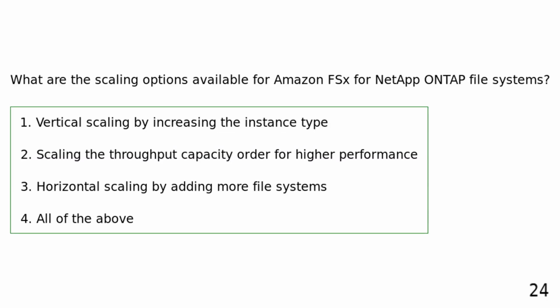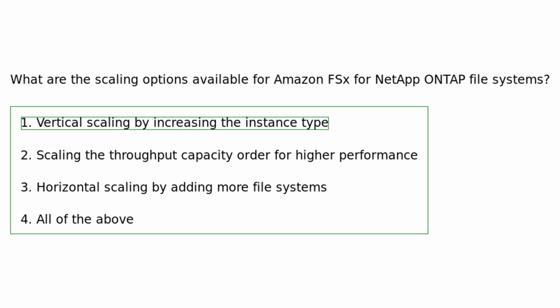What are the scaling options available for Amazon FSx for NetApp ONTAP file systems? Vertical scaling by increasing the instance type. Scaling the throughput capacity order for higher performance. Horizontal scaling by adding more file systems. All of the above. Amazon FSx for NetApp ONTAP offers multiple scaling options. Vertical scaling by upgrading the instance type for increased IOPS. Horizontal scaling by creating additional file systems, and scaling the throughput capacity order to adjust performance.